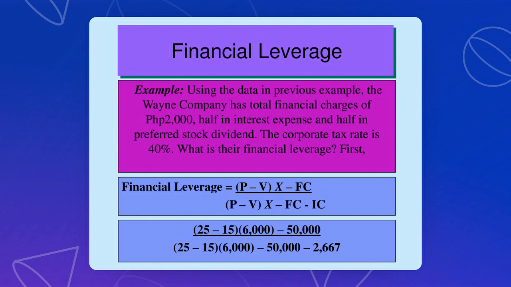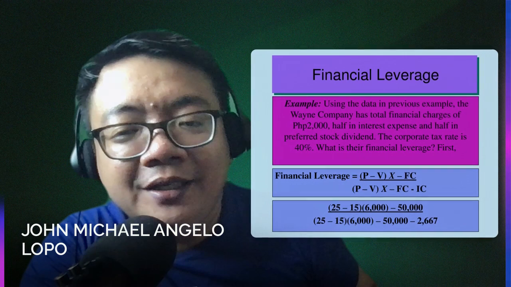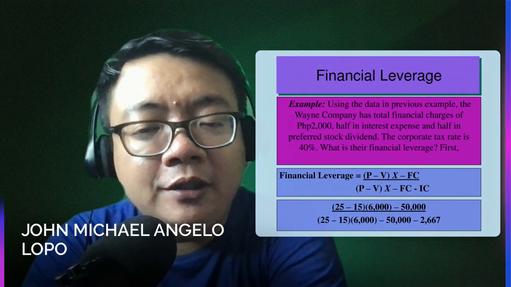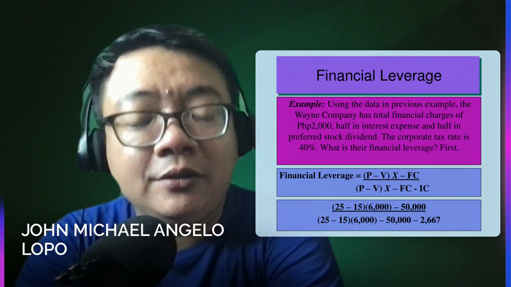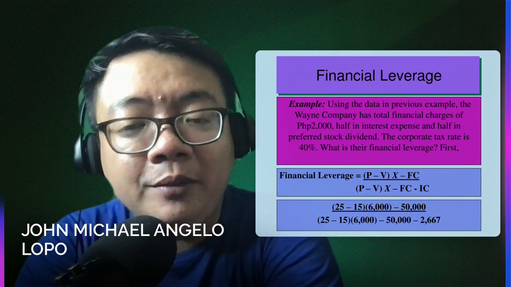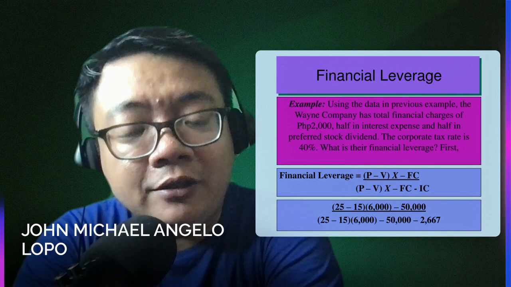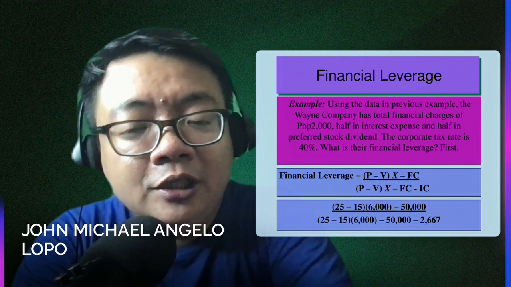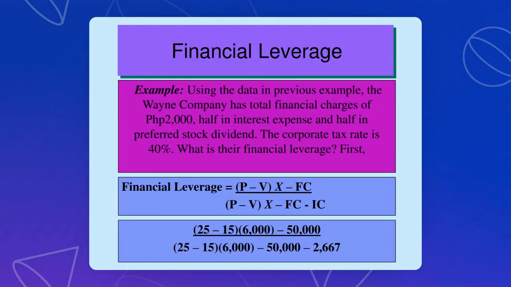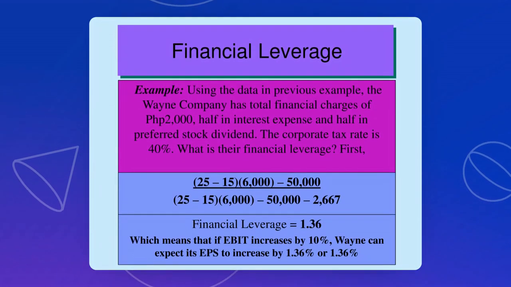As discussed a while ago, using the previous example, if you have 2,000, half in interest expense and half in preferred stock dividends, and the corporate tax is 40%. Again, what is the formula? EBIT minus fixed cost: 25 minus 15 to be multiplied by 6,000 minus 50,000. That would be your EBIT. Look at the denominator: 25 minus 15 to be multiplied by 6,000 minus 50,000, and you just minus 2,667 as your interest charge. So what does that mean, class? The answer here is 1.36.